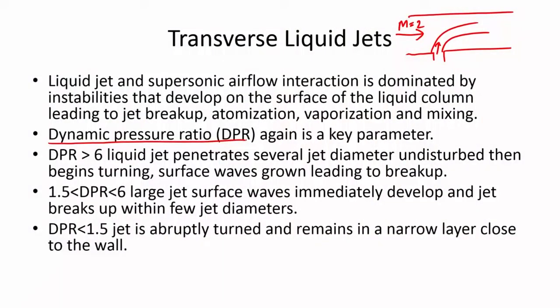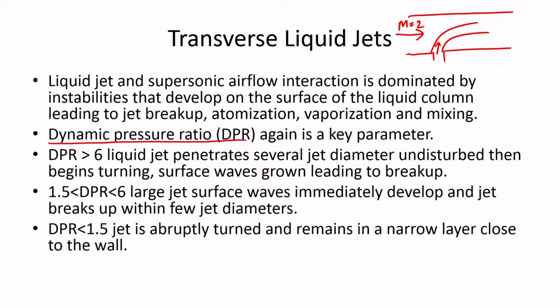Now, what are the important parameters? What does the past research suggest? The past research suggests that the most important parameter that controls the behavior of the liquid jet, where it will go, how it will break up, how it will atomize, and eventually the ensuing combustion properties, is once again the dynamic pressure ratio. It is a key parameter. You see that in the dynamic pressure ratio the momentum is also included. It is the static pressure plus rho u square, that is essentially included in the dynamic pressure ratio. So, both the static pressure as well as the momentum of the liquid jet relative to that of the supersonic airflow is a key parameter here.